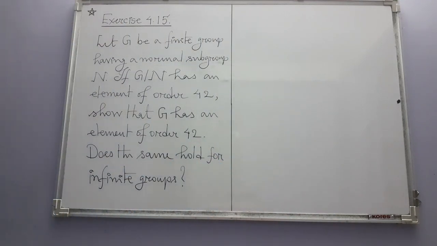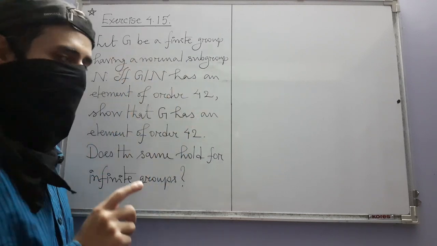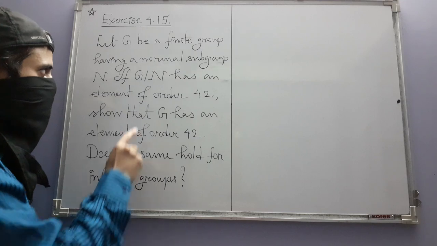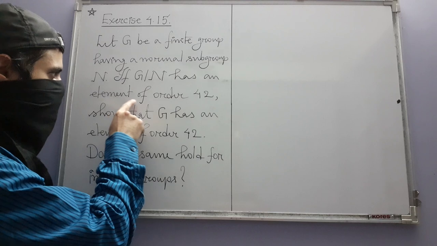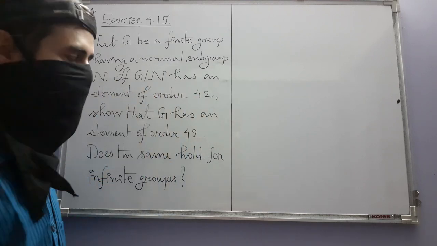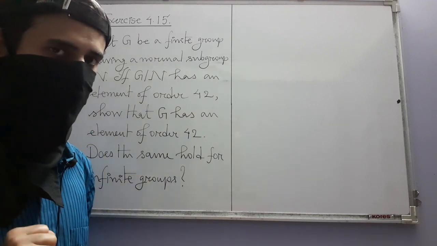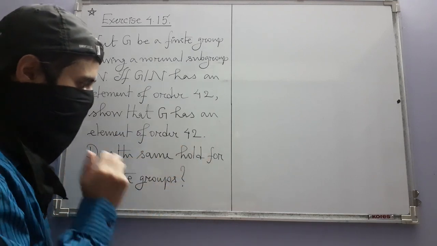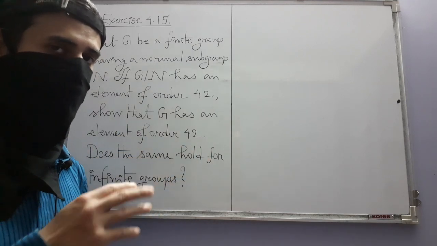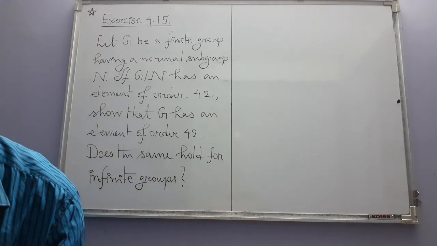Okay, so now the next one is this exercise. Here we have a finite group G and a normal subgroup N, and it is given that in the factor group G by N, there is an element of order 42. We have to prove that the original group G also has an element of order 42. That is the first part. And in the second part, it's asked if the same thing is true if G is an infinite group. So let us first see the first part.